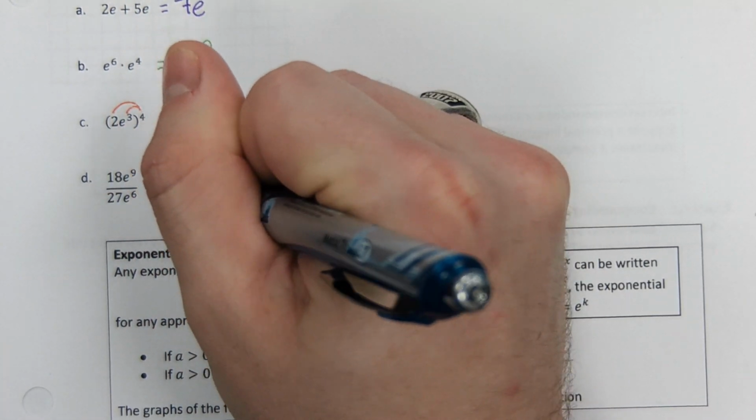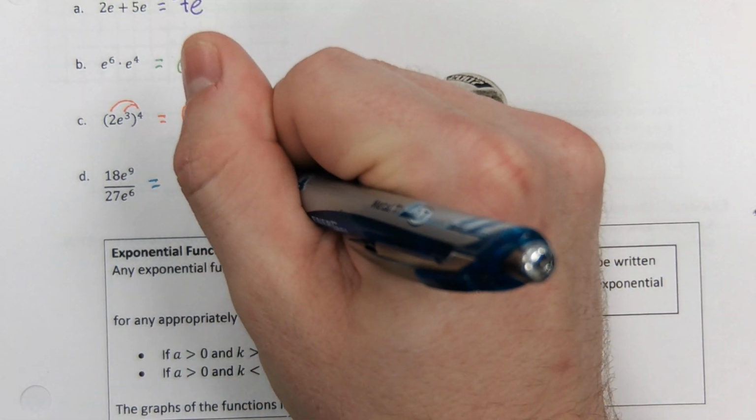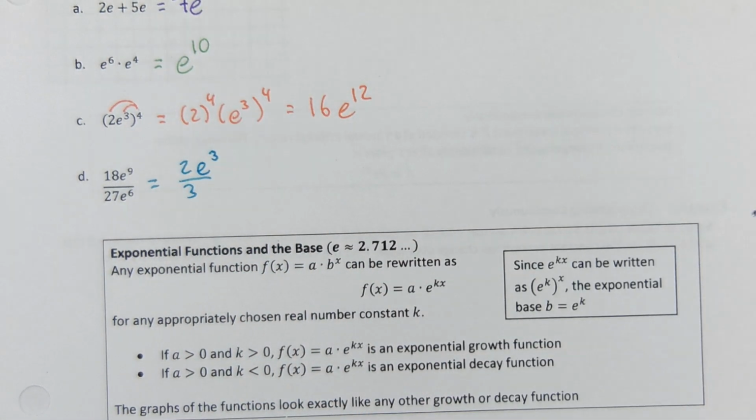When you divide two numbers with the same base, what do you do with those exponents? Subtract. Where am I going to have my e's, though? Are they going to be in the top or in the bottom? In the top, because there's more of them in the top to begin with. Now you just subtract their exponents. 9 minus 6 is 3. And you're finished. There it is.